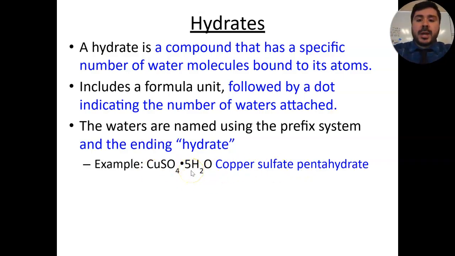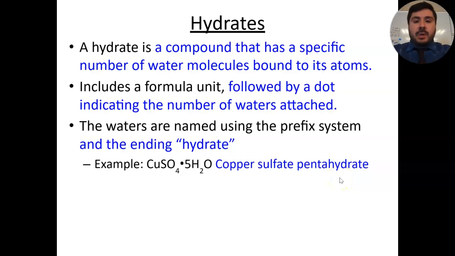So that word hydrate is going to have a prefix from table 2 on page 13 in your reference tables. In this case, since there are 5 of them, we're going to have a pentahydrate, 5 being penta. So that is what a hydrate is. These water molecules are quite literally bound to, or bonded to, the copper compound here. So the waters, these H2O, are bonded to this whole CuSO4 compound.